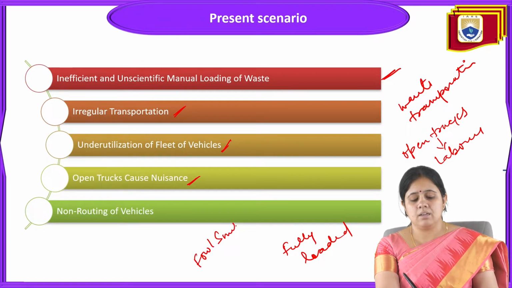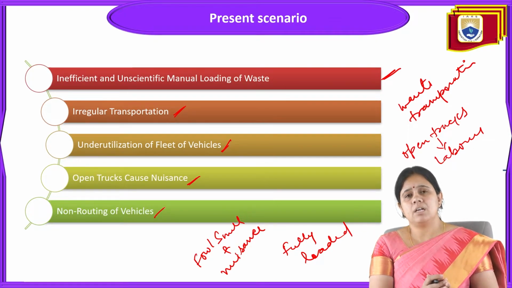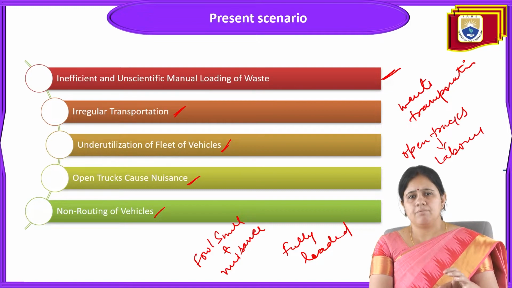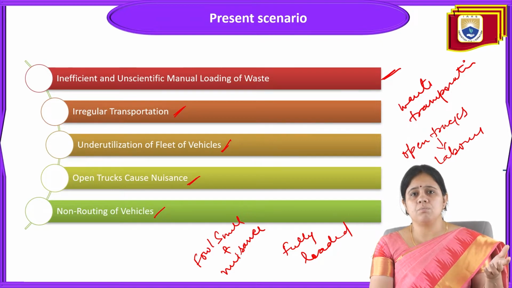Foul smell and nuisance throughout the city. And non-routing of vehicles. See, vehicles are not following their own path. The layout has been made for every city, for every locality. Some layout is there, so in every locality the layout has been designed in this way that a vehicle should cover more and more area in a single route. So it is like non-routing of vehicle.